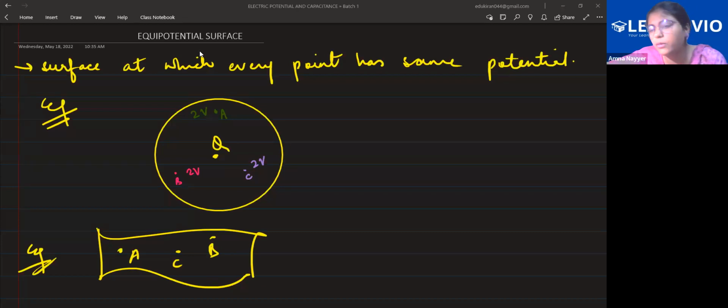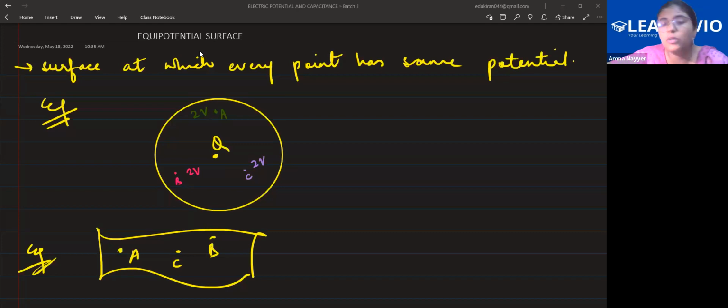Now I'll start with equipotential surface. Whatever we have discussed in potential, I'm just revising it quickly. Basically potential is the work done which is required to move a charge from infinity to a point. That is what is meant by the potential. So the formula we write: potential is work done by charge. Then potential due to a point charge is kq by r. These are the two things which we had studied.